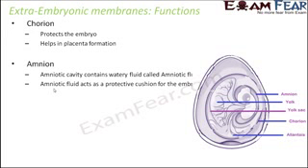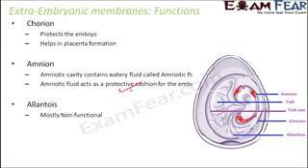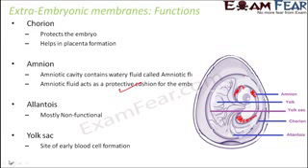Amnion: the amniotic cavity, as I was mentioning just now, is the cavity between amnion and the embryo. This cavity is filled with a clear watery fluid called amniotic fluid, and this amniotic fluid acts as a protective cushion for the embryo. Allantois is mostly non-functional, as I said. Yolk sac is also mostly non-functional, but it is a site of early blood cell formation. It is just that region where early blood cell formation takes place.